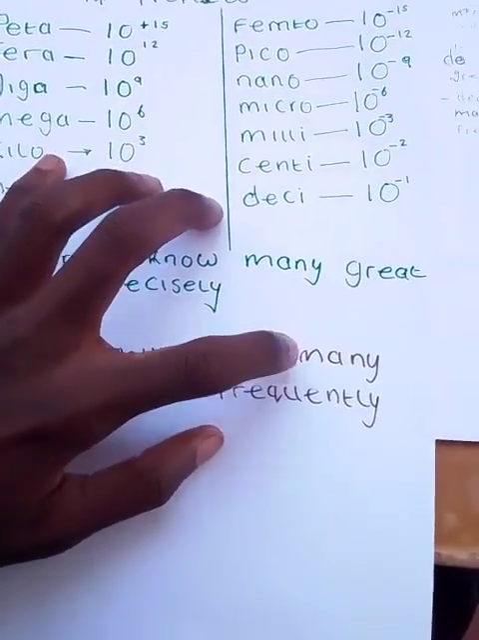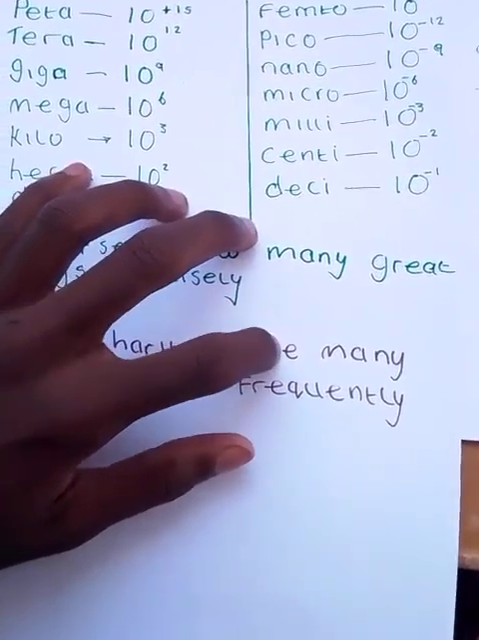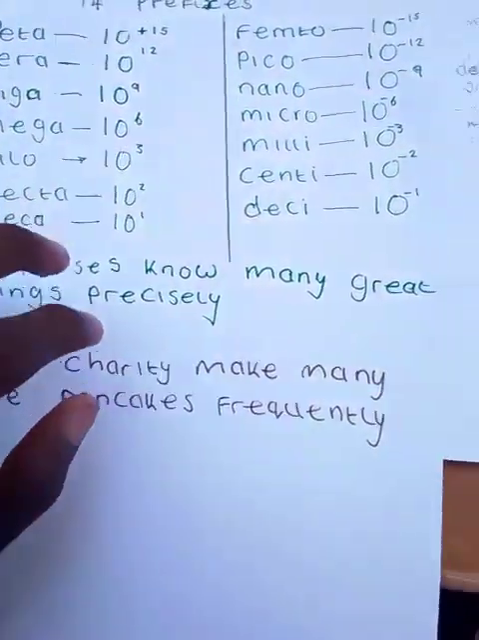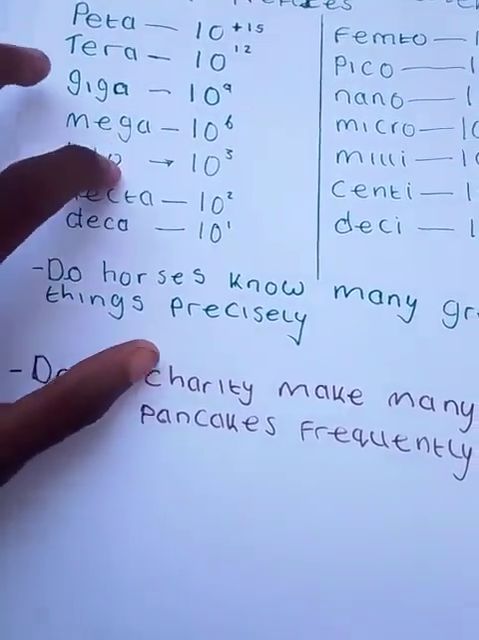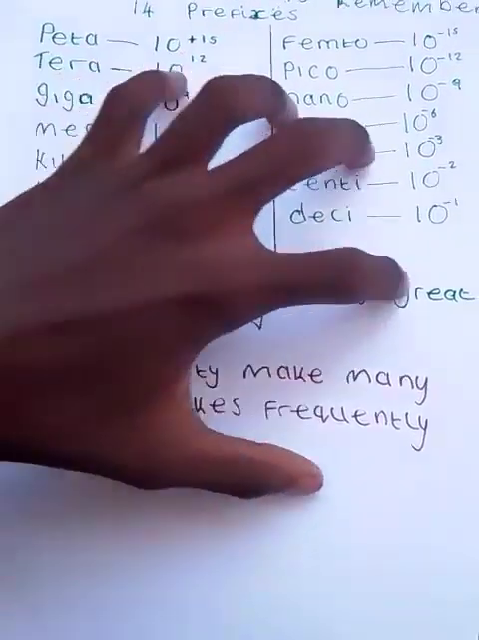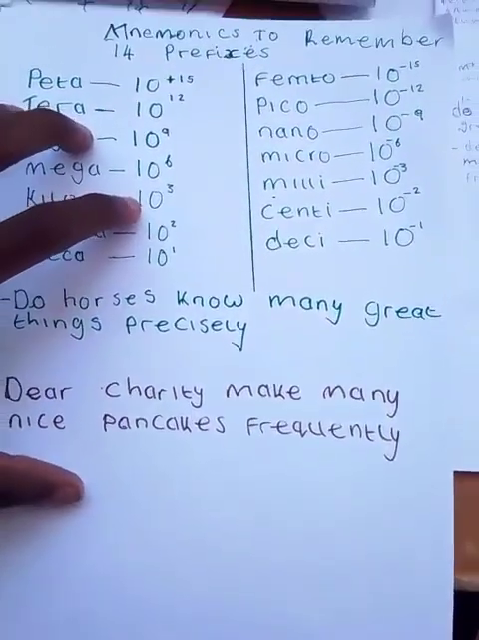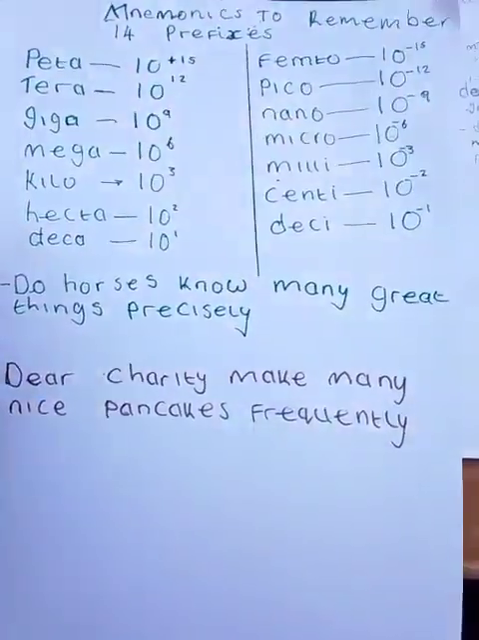And you should just know that on the negative side, the one that comes first is milli. And on the positive side, we only have mega. You just need to familiarize yourself. Then remembering them in order, that's where the mnemonic comes in. That's where the mnemonics come in. They will help you to remember them in order.